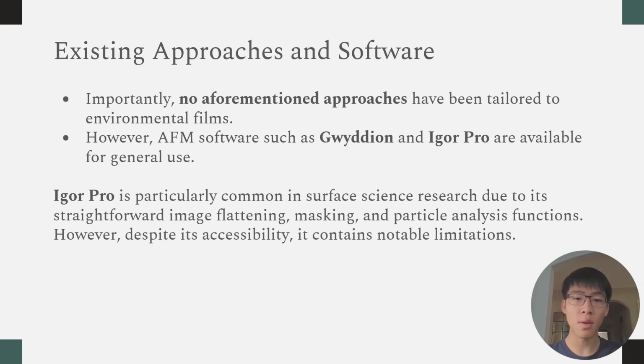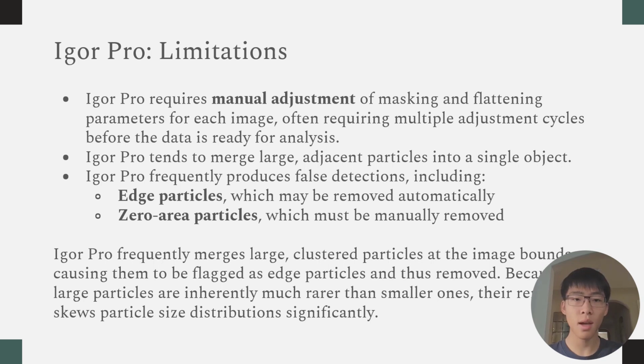The best software that we have are Gwydion and IYRC, and are available for general use. We will focus on IYRC in this work. IYRC is particularly common in surface science research, however, it has notable limitations. IYRC requires manual adjustment of masking and flattening particles for each image, and it also merges large adjacent particles into a single object. Additionally, IYRC produces false detections, such as edge particles, which may be removed automatically, and zero-area particles, which must be manually removed.